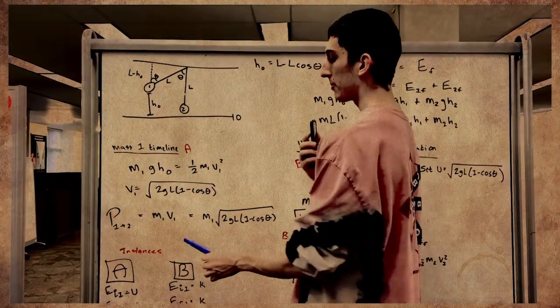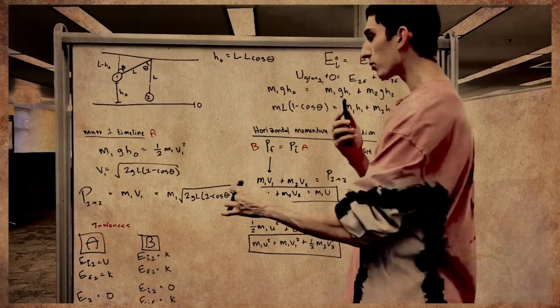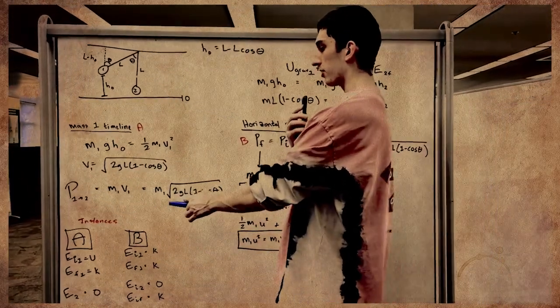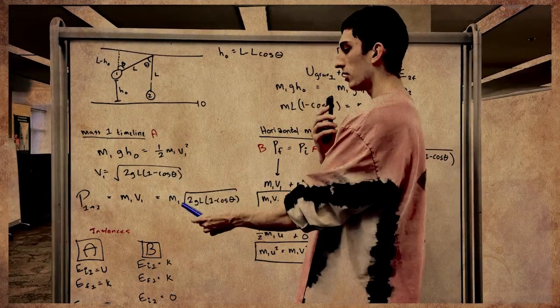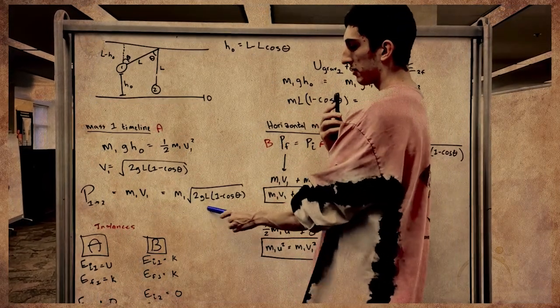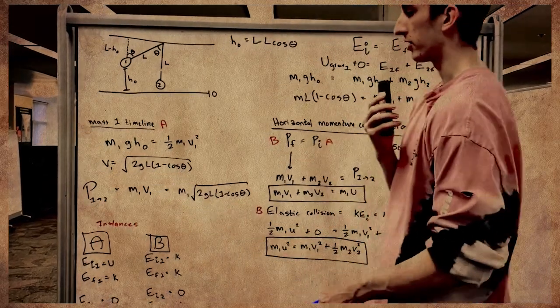Now, the momentum from when ball number 1 hits ball number 2, right before it happens, or when it is happening, is equal to m1 v1, which, doing some simplifications, we can say is equal to the mass times the velocity that we just calculated. It's a pretty simple calculation.